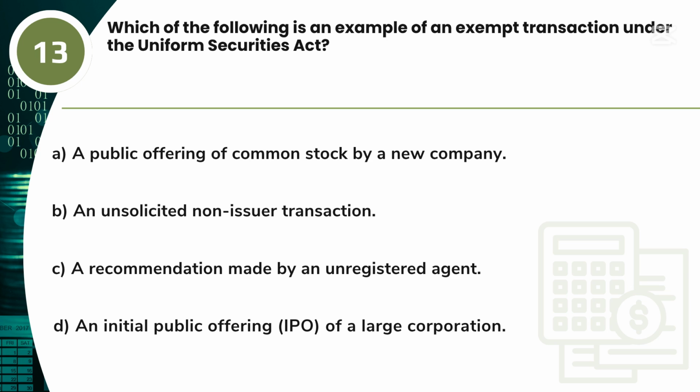Question 13. Which of the following is an example of an exempt transaction under the Uniform Securities Act? A. A public offering of common stock by a new company. B. An unsolicited non-issuer transaction. C. A recommendation made by an unregistered agent. D. An initial public offering, IPO, of a large corporation.